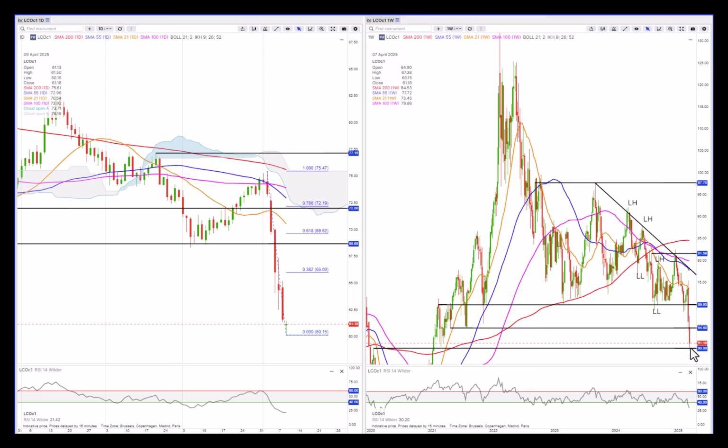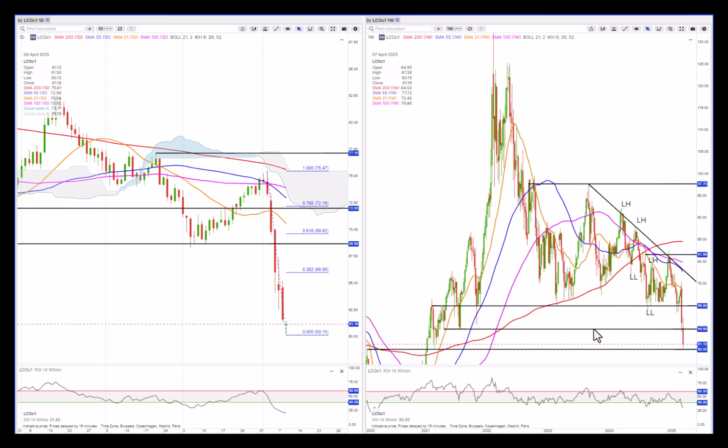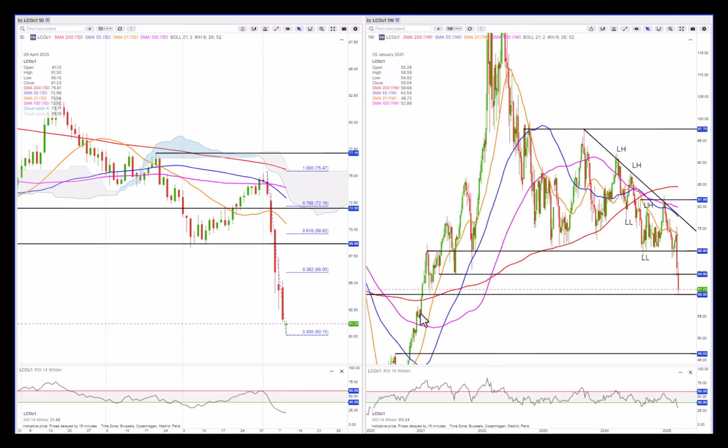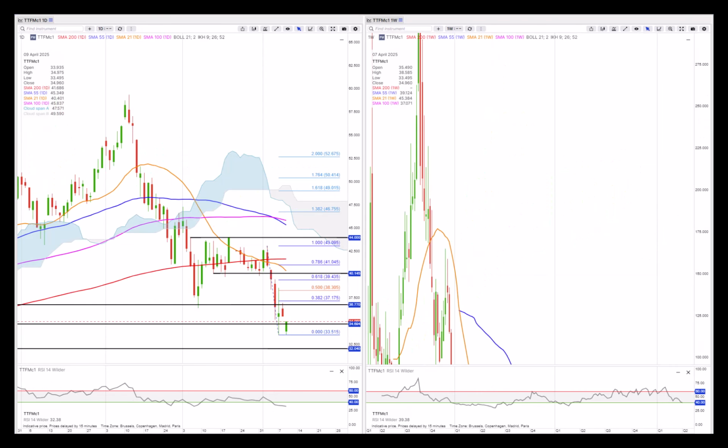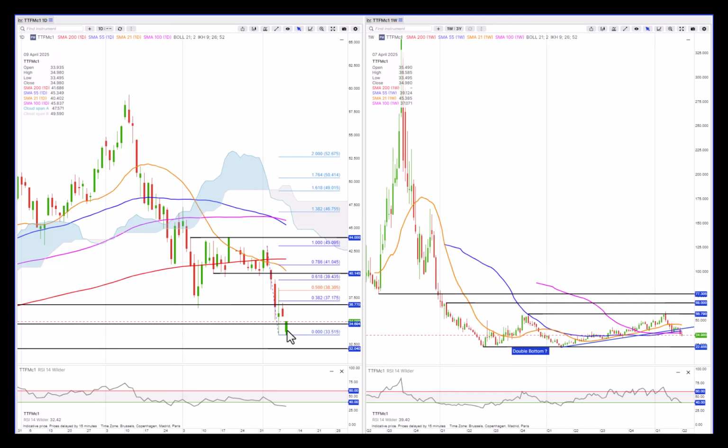There is risk lower if it takes out the lows and pushes below 60. Well, then we are looking at levels down in the 55 region. On the Dutch TTF, or European gas, excuse me, touched the lows here from the 7th and is bouncing a little bit. So maybe we could see a bounce a little bit higher, but if it takes out 33.50, well, then the next one is 32, possibly lower.